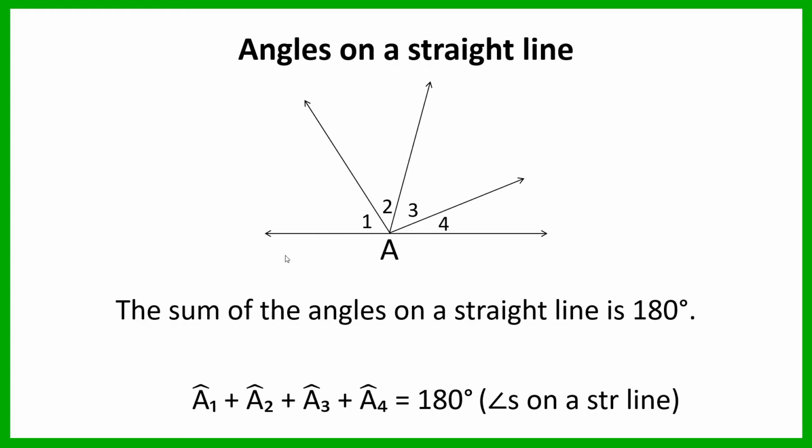When you've got angles on a straight line, then all of the angles on the straight line at a particular point must add up to 180 degrees. So here I've got A1, A2, A3, and A4. All of those angles must add up to 180 degrees, and our reason will be angles on a straight line.